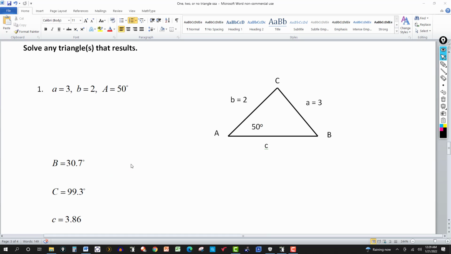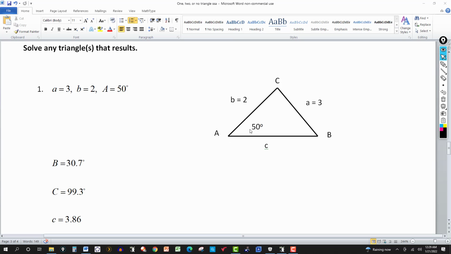So number one here is the one I've already done. Those are the answers we got. We were given that side a was equal to 3. And again, the sides are always lowercase and the angles are uppercase. And you want to draw a triangle in this orientation.